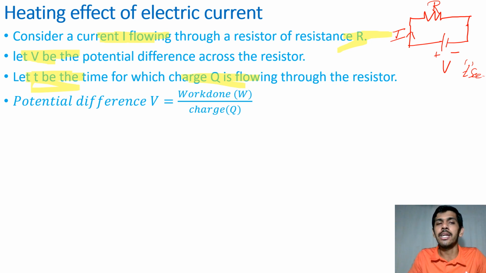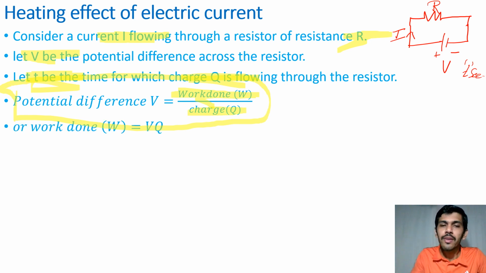Now, how to write the potential difference? The formula for the potential difference, we already know. Potential difference is given by the work done per unit charge. Work done W divided by the charge Q is the potential difference. If I cross multiply this, the work done is equal to the potential difference V into the charge, that is V into Q.